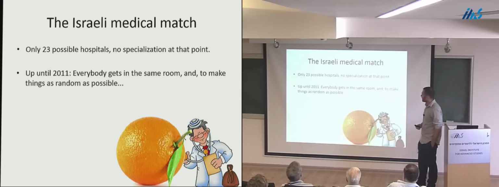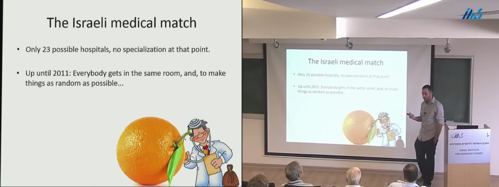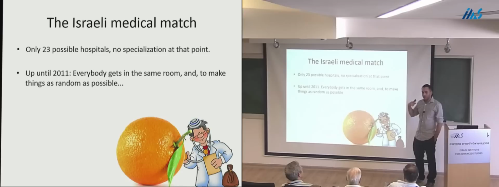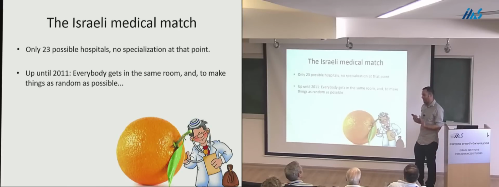Okay, the Israeli medical match. So as I said, there are only 23 possible hospitals and no specialization, so it should be possible to rank 23 hospitals, right? In fact, I recently had a discussion with the psychologist from the Israeli psychology match, where they claim that it's going to be very, very hard for the students to rank 5 programs. But the hospitals don't care about that, the doctors don't care about that. They are intelligent. They can rank 23 positions at the same time. Psychologists are also very intelligent, but they are lazy.